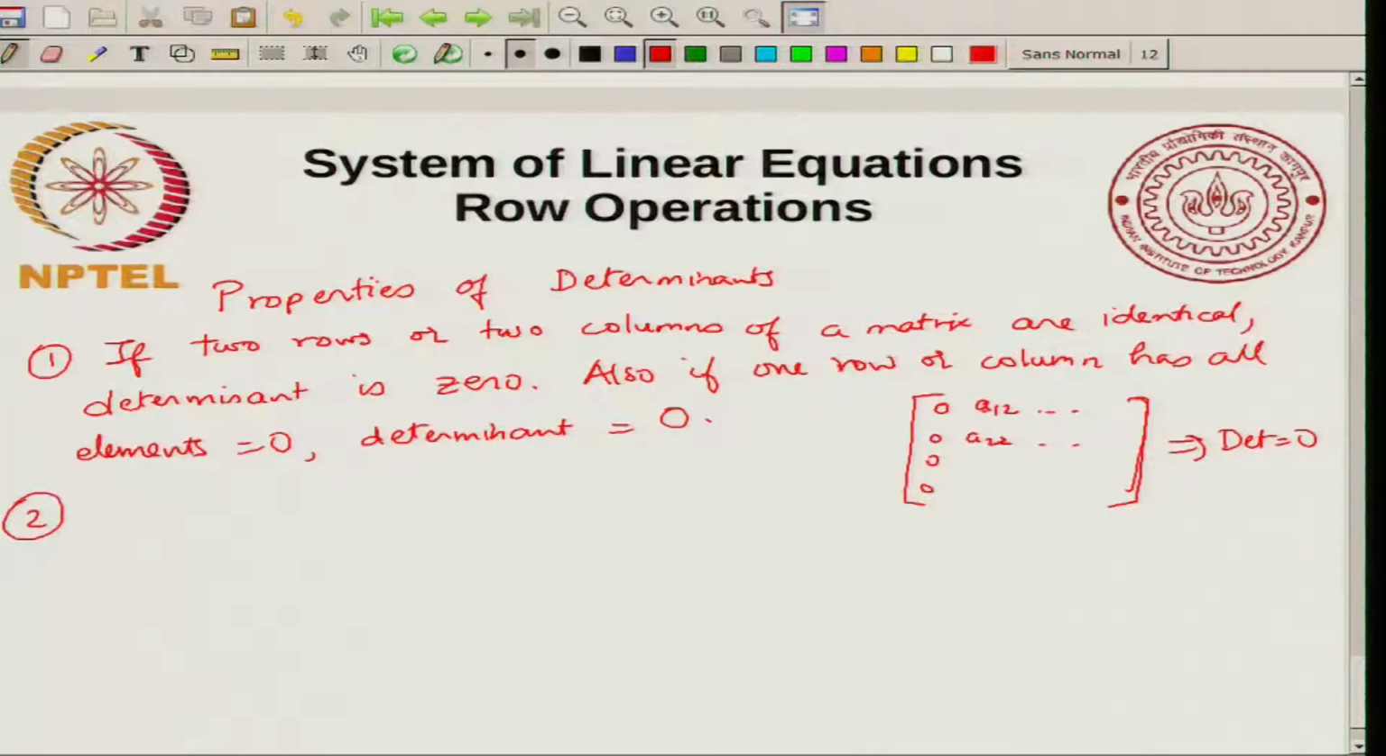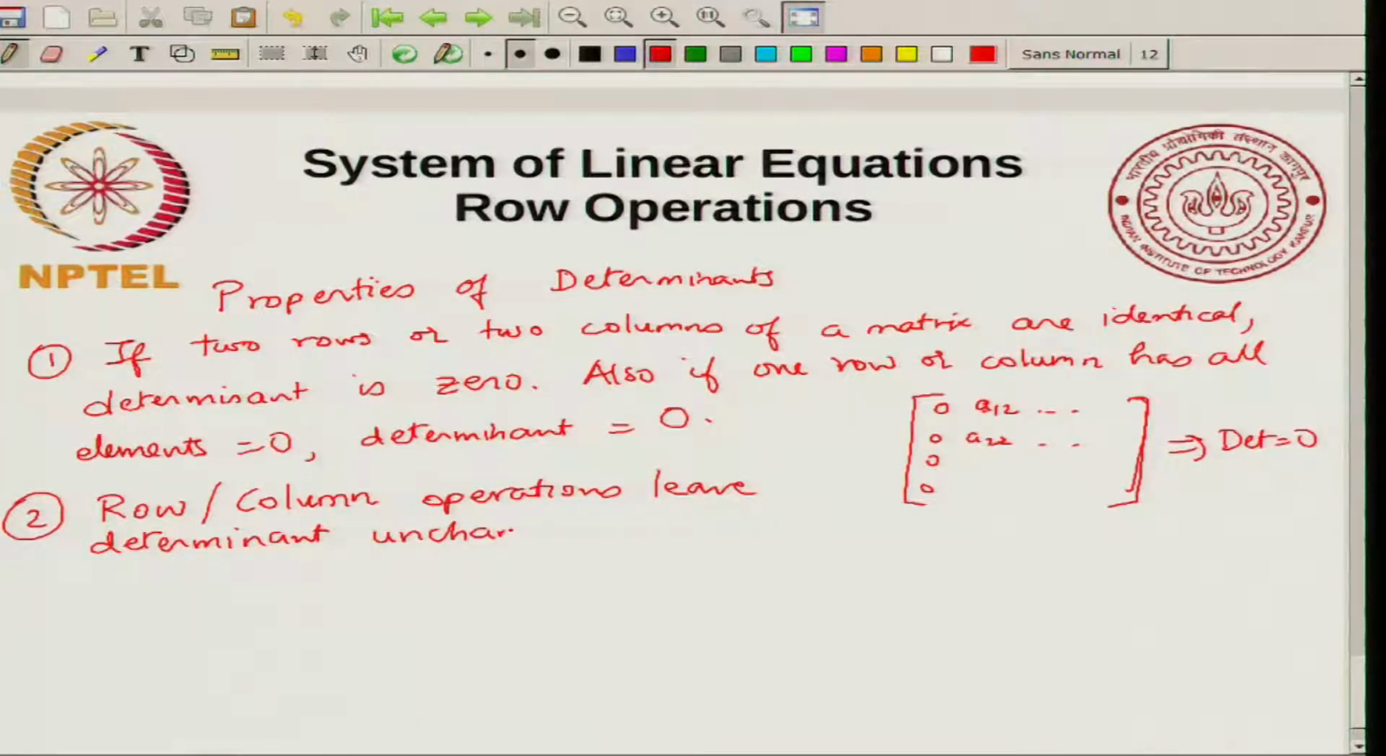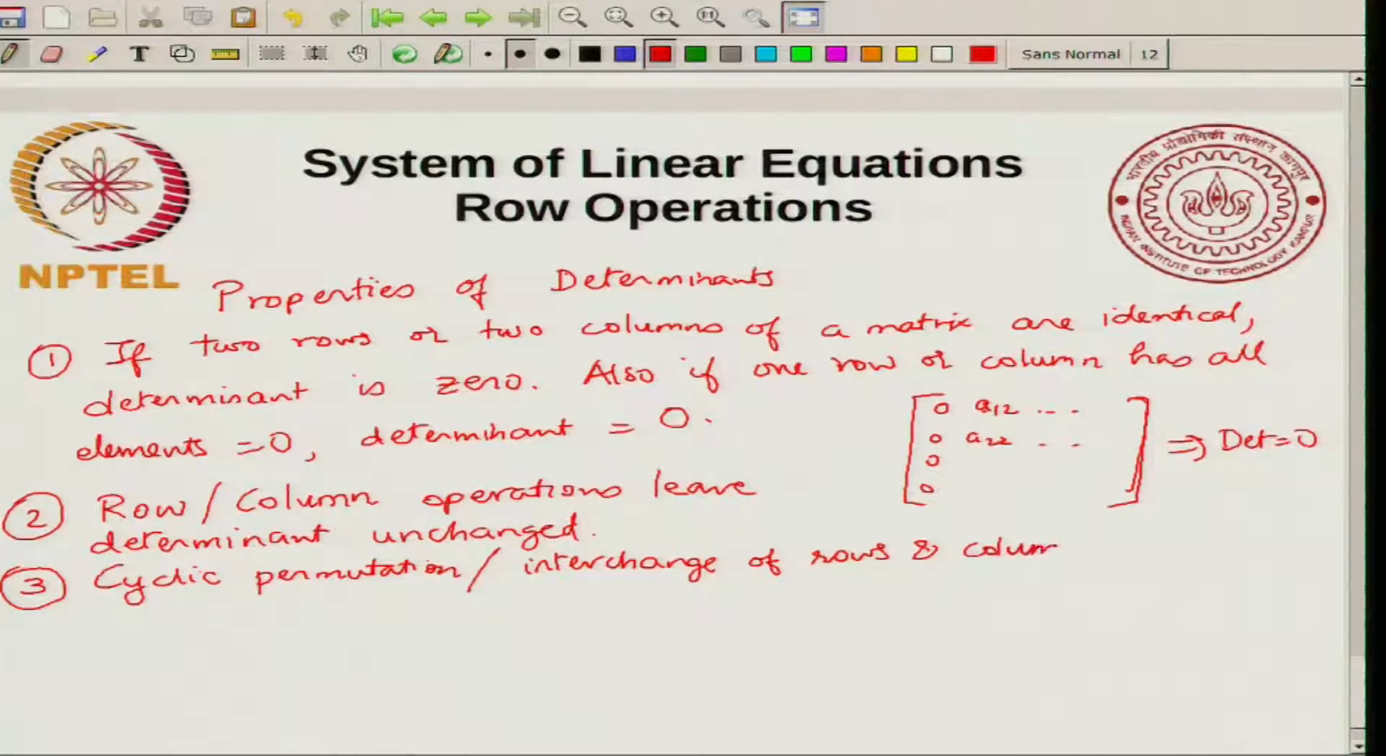The second property is row or column operations leave determinant unchanged. Okay. So, suppose I do these row or column operations that we talked about, then the determinant does not change. The third one, cyclic permutation or interchange of rows and columns leaves determinant unchanged.